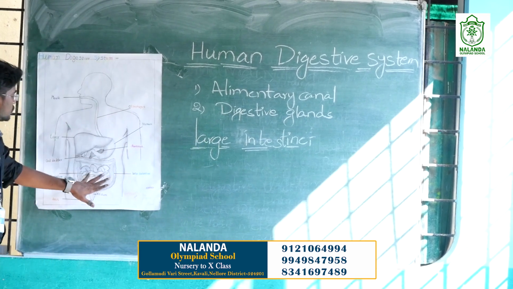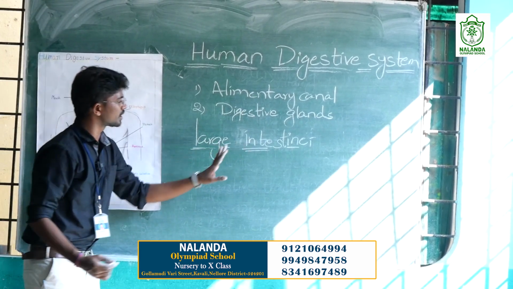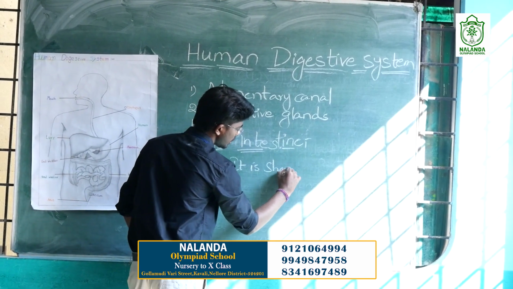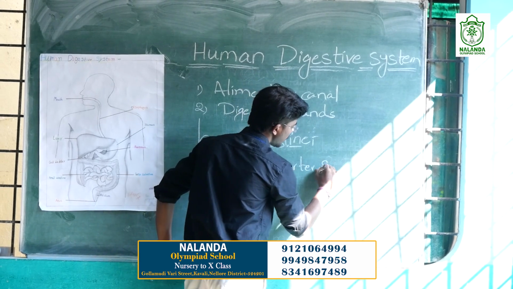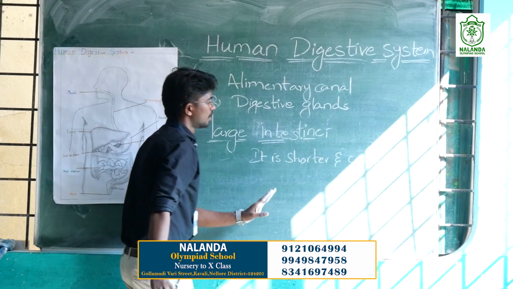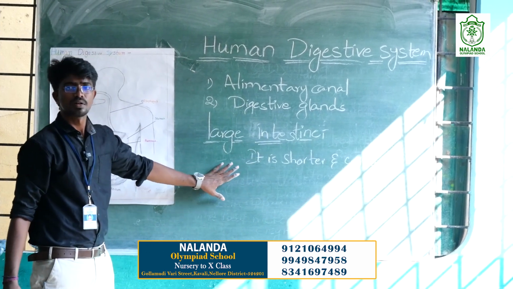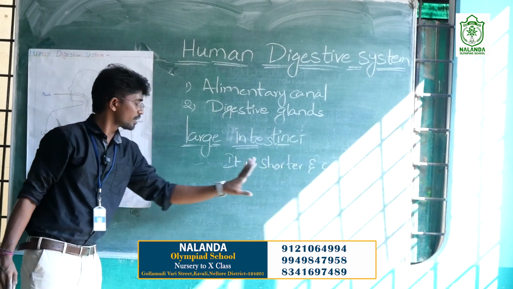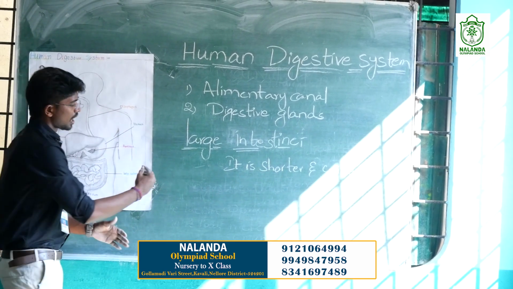Children, compared to the small intestine, the large intestine is shorter and wider. It absorbs the water and the salt nutrients which are present in the undigested food.